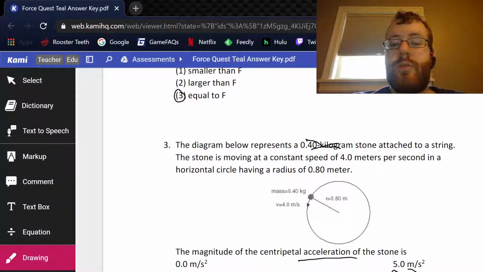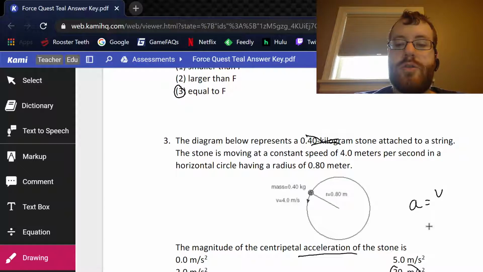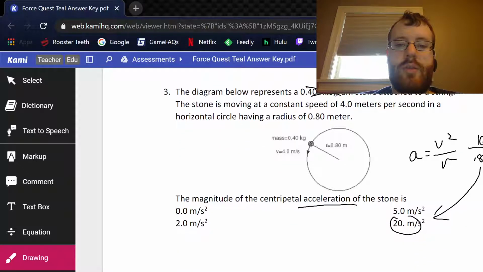Okay, so back to that. We're just using the simple formula of a is equal to v squared over r, where our v squared is 4 squared, so 16 over our 0.8 meters. And if we do that, we should get 20 meters per second squared.